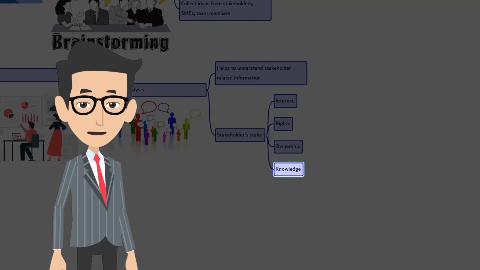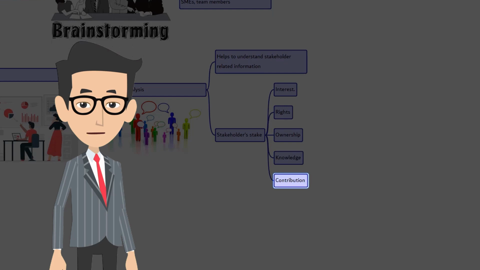Knowledge, specialized knowledge that could benefit the project. Contribution, their tangible contribution to the project, such as providing human resources, financial support, etc. And intangible contribution, such as advocacy in promoting the project or acting as a buffer between the project and the power structure of the organization and its politics.